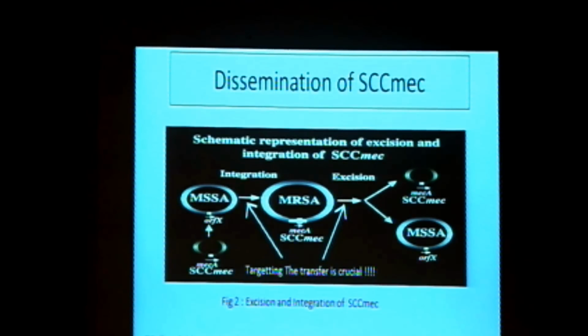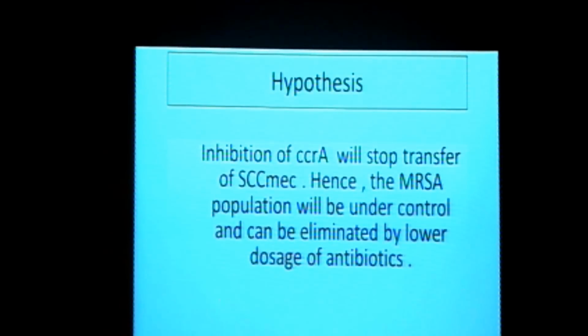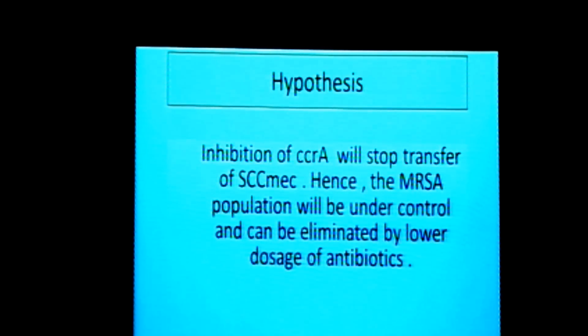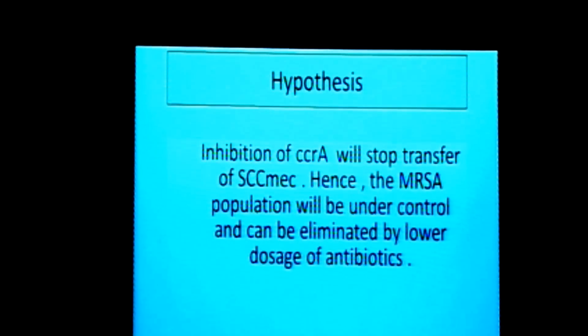So when the antibiotic is in the picture, the MRSA actually excises this particular element and suicides for the community, but makes sure that this element is in the pool. So we need to focus our energy to target and to stop the transfer. Targeting the transfer is very crucial. So my hypothesis is inhibition of the CCRA, which is the mobile element, will stop the transfer of SCCmec, and hence the MRSA population will be under control and can be eliminated by lower doses of antibiotics.